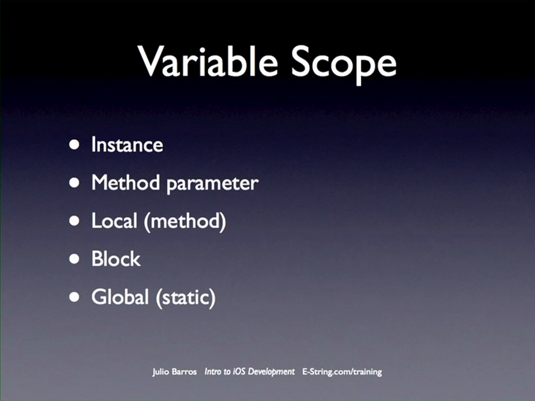Our variables are alive at different times. We call this lifetime the variable scope. Instance variables are alive as long as the object is alive. Parameter variables are passed into a method and are alive while the method is executing. Local variables are declared in a method and also are alive while the method is executing. Block variables are valid only in between the curly braces in which they are defined. And global variables are alive as long as your program is running.